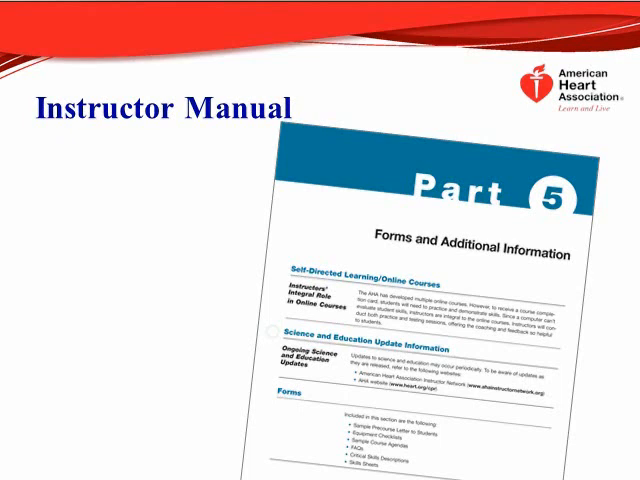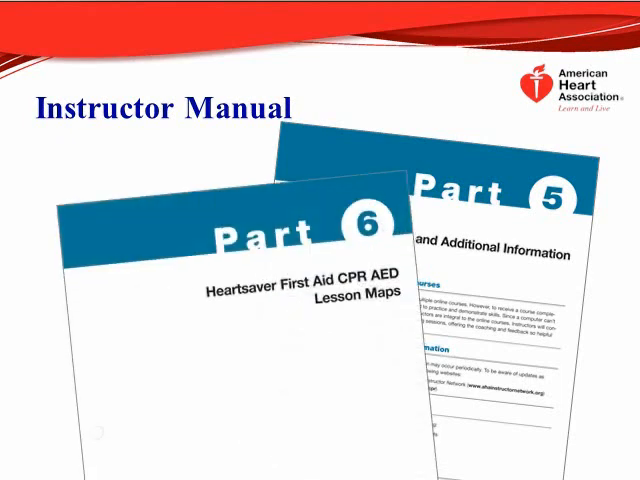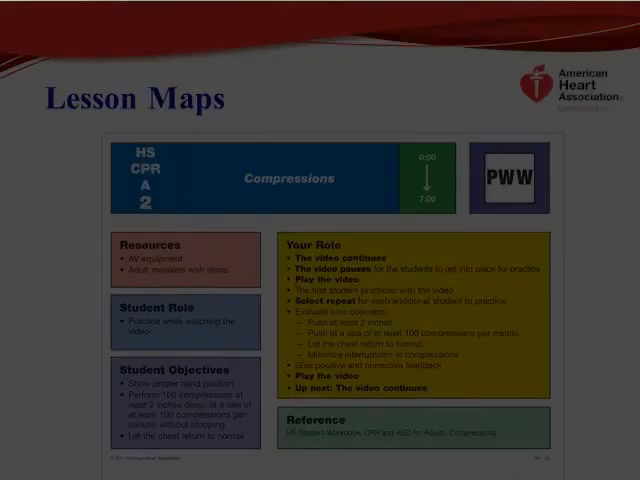As before, your instructor manual includes critical skills descriptions for adult, child CPR, AED, and infant CPR. These are also in Part 5. And now there is a new page of critical skills descriptions for First Aid. Of course, all critical skills descriptions for skills testing are updated to reflect new science. Look for them starting on page 33 in your manual. Part 6 is the lesson maps. Let's take a look at the lesson maps.